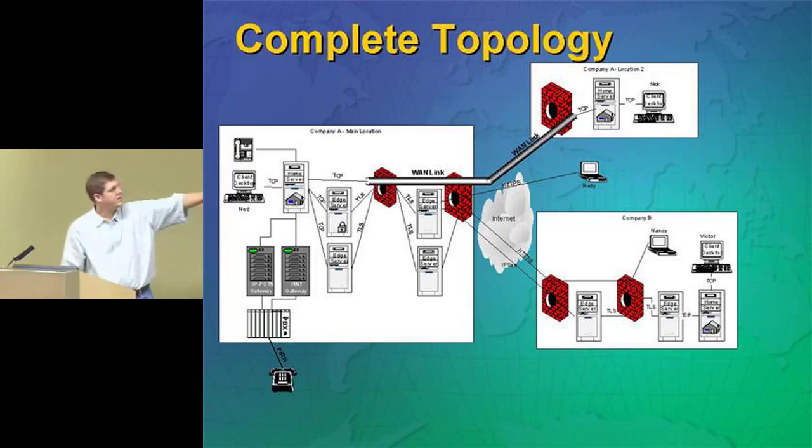The other scenario down here is company B. So this is a federation scenario. You've got IPsec or HTTPS tunneling going on between these two sites, and you've got this notion of an edge server in the DMZ.